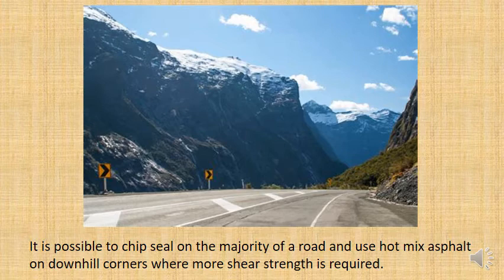And so one solution is you could actually have a hybrid road where all of the road where it's straight and flat, you use chip seal, but where you have sharp corners, you could use a hot mix asphaltic concrete.